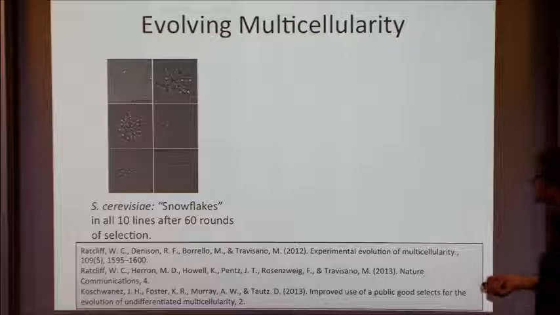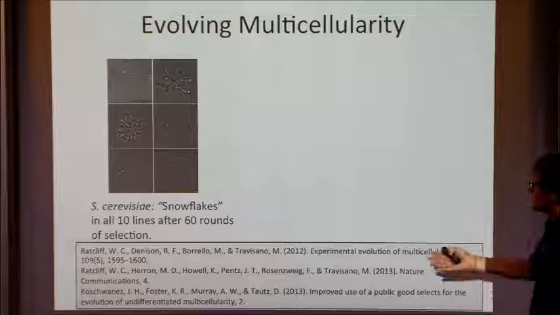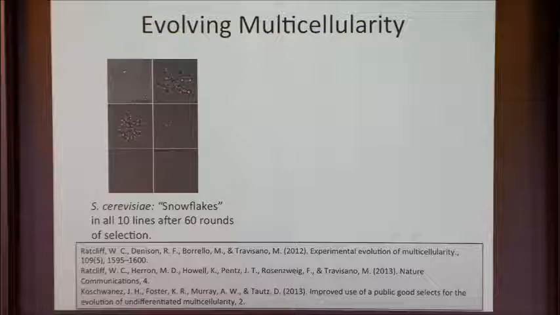And they further evolved these snowflakes over time and could observe the evolution of a couple of other life history traits, like that the reproduction of these clusters eventually was carried out through propagules, which were still multicellular, almost not like germ cells because they were still multicellular, but it started to really look like aspects of multicellularity.